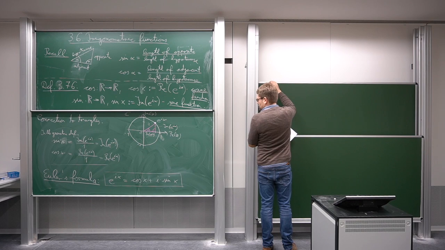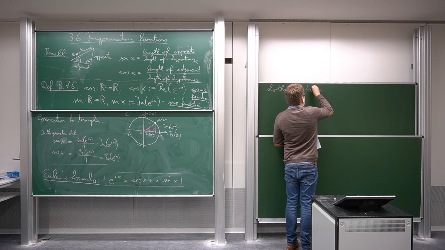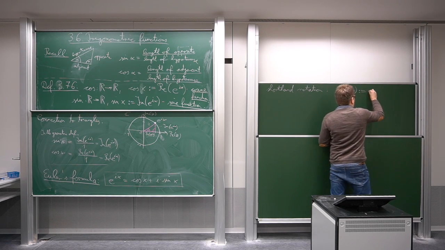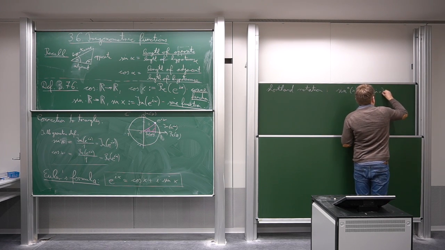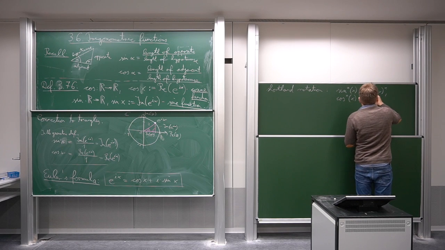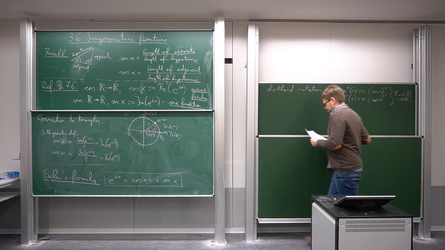Okay, first of all, some shorthand notation that I will use from now on. Namely, one puts sine to the power of n of x. This is just short for sine x to the power of n, and same for cosine. Cos n of x is given as the cosine of x to the power of n, and this for all x in R, n in N. Okay, this is just notation.